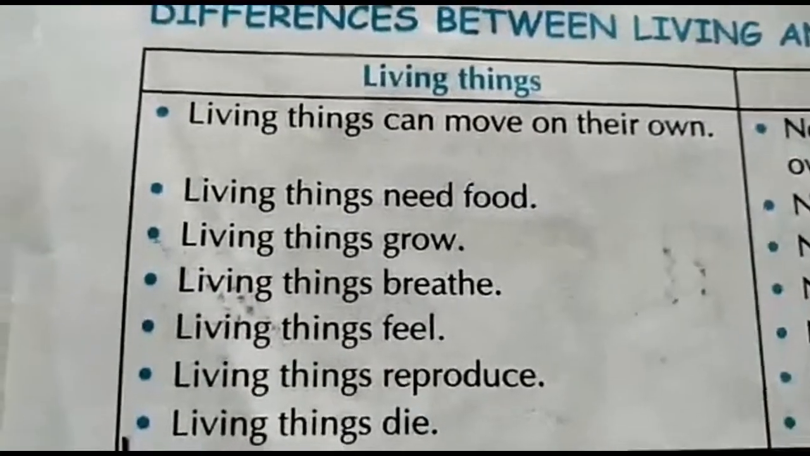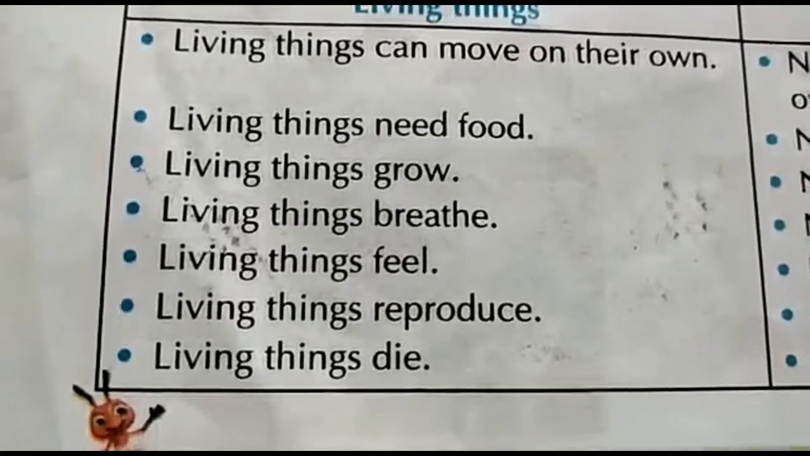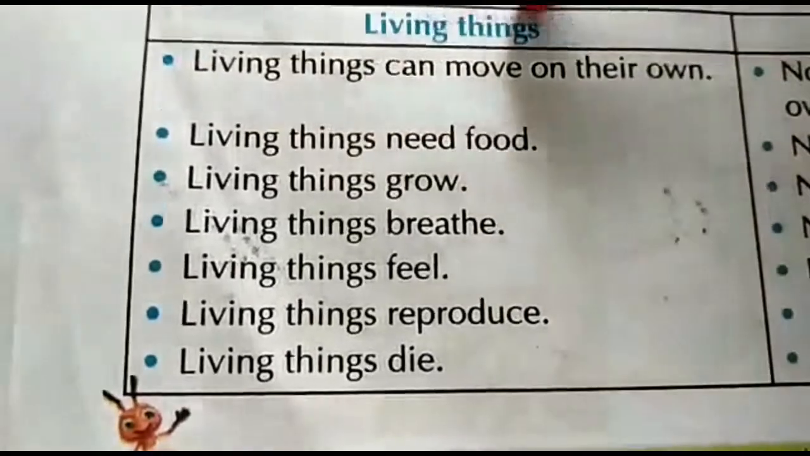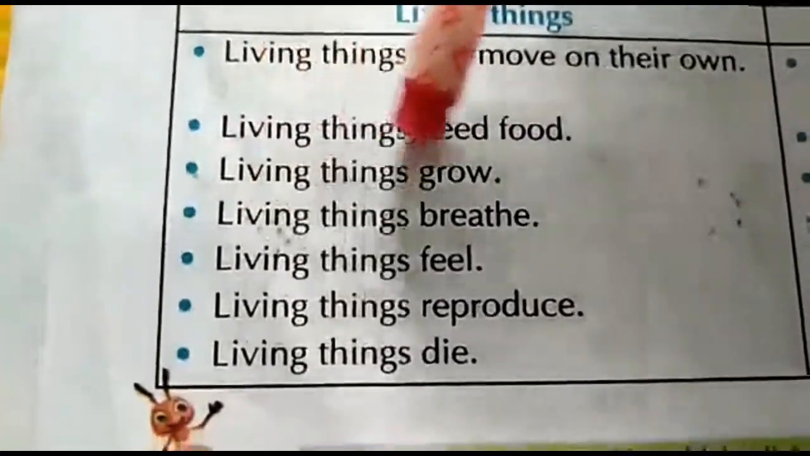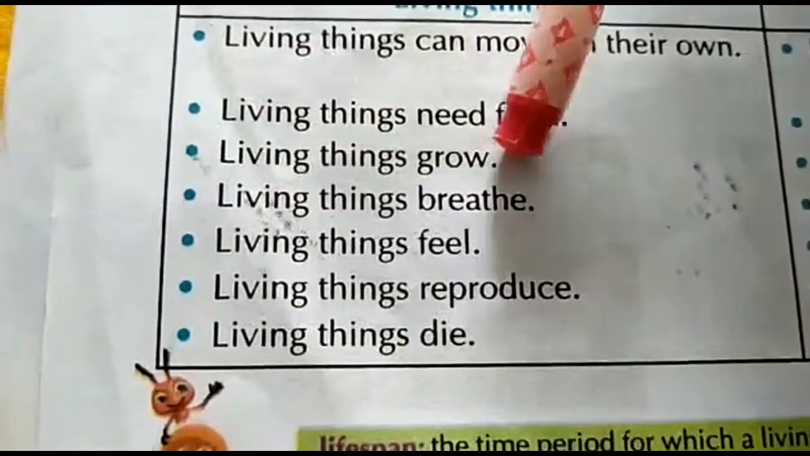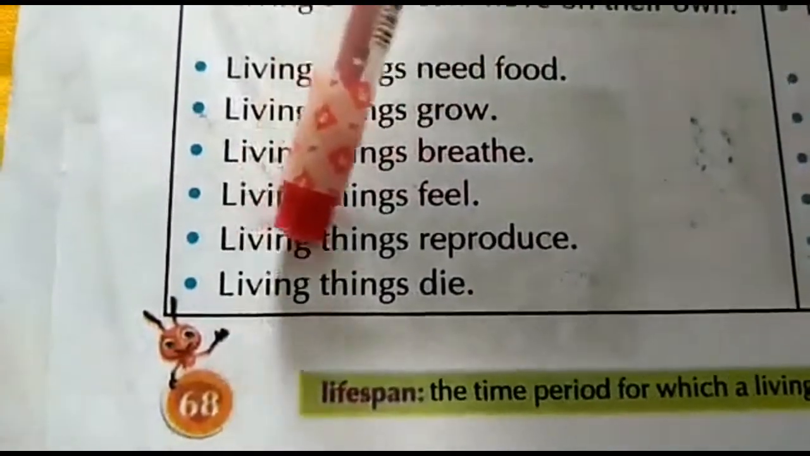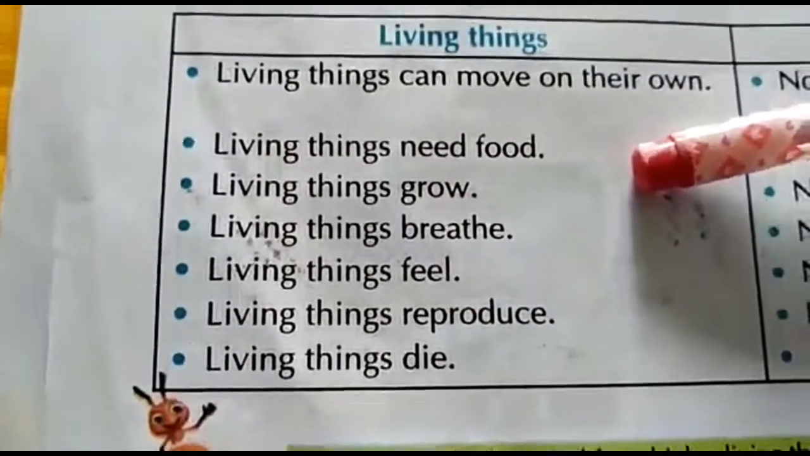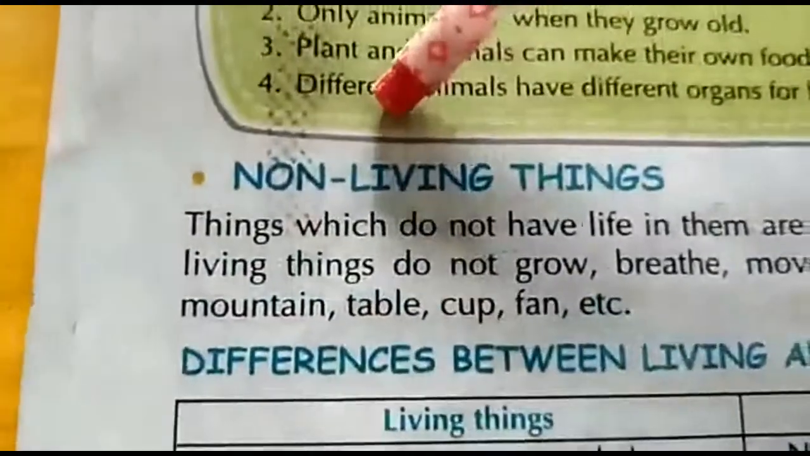Okay, now let us once again recall the features we learned in our earlier classes. Living things can move on their own, need food, grow, breathe, feel, reproduce, and die. These are the features of living things. Now we are going to learn about non-living things.